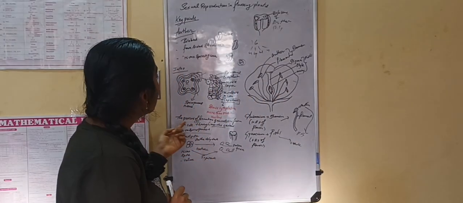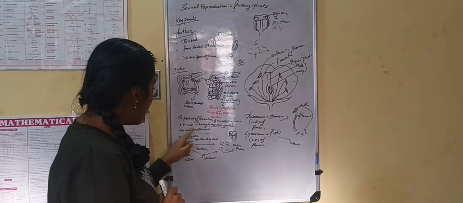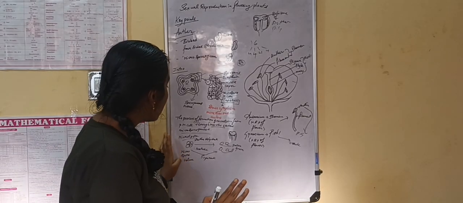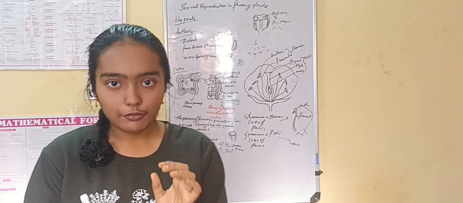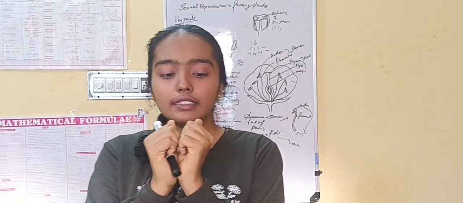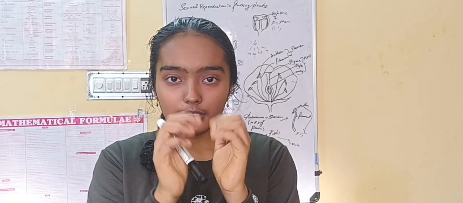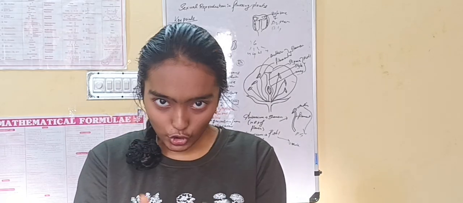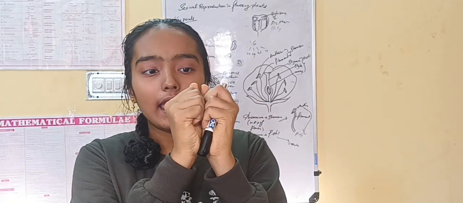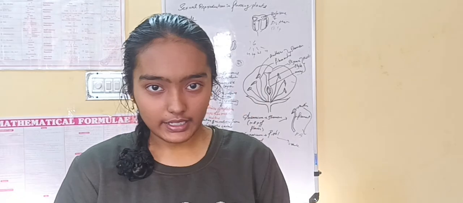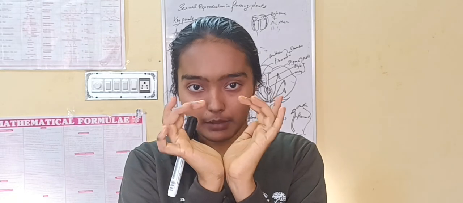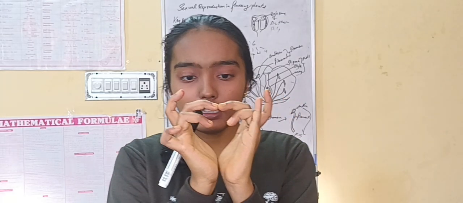So the microspores are formed as a tetrad. When the anther is dehydrated and matures, the microspore tetrad is formed like this, and they get differentiated to form pollen grains. Another thing: this is a microsporangium, and the microsporangium is like this first.